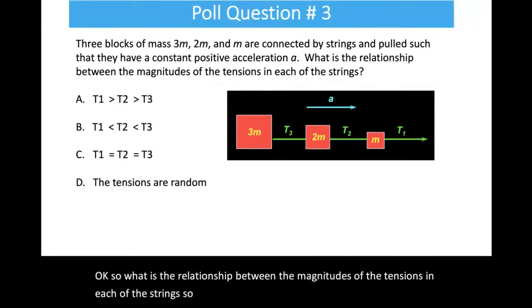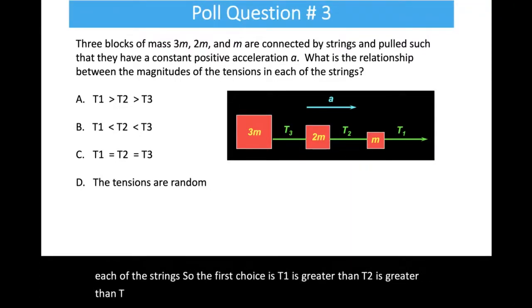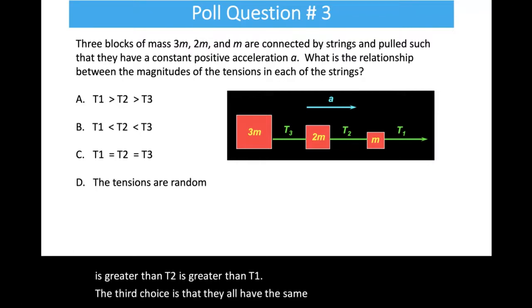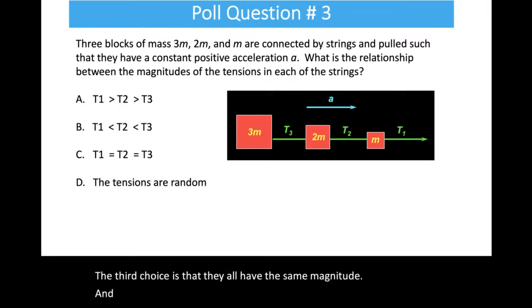The first choice is T1 is greater than T2 is greater than T3. The second choice is the opposite way around, that T3 is greater than T2 is greater than T1. The third choice is that they all have the same magnitude. And the fourth choice is that they are random, that there's no fixed relationship here.